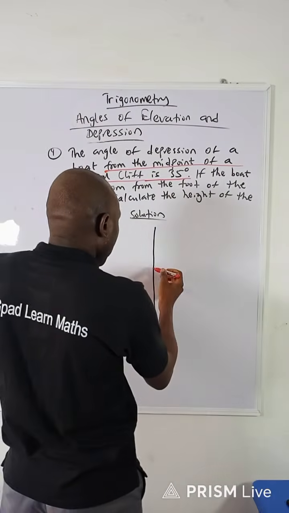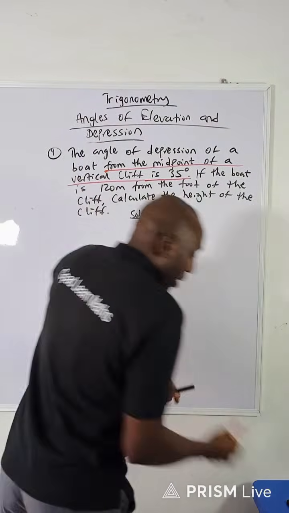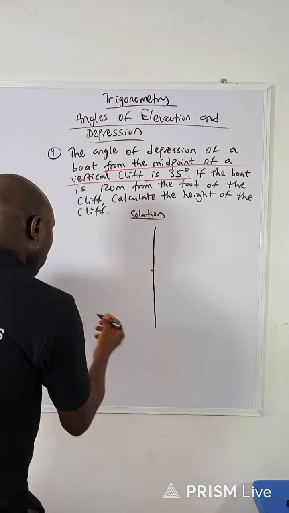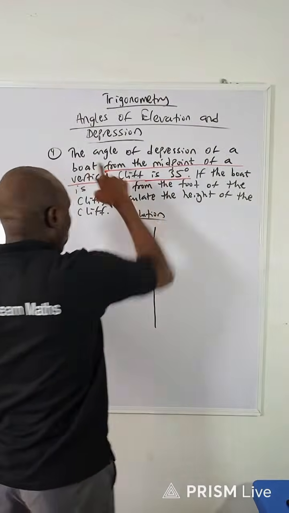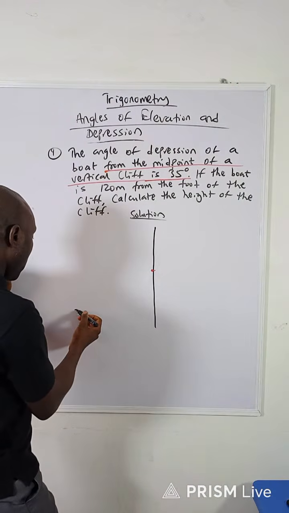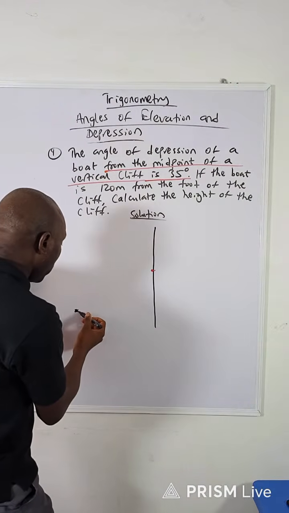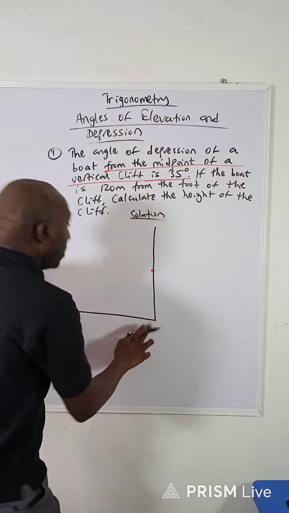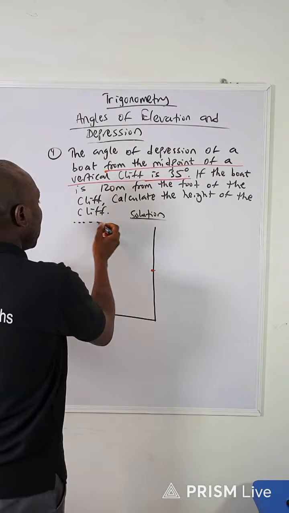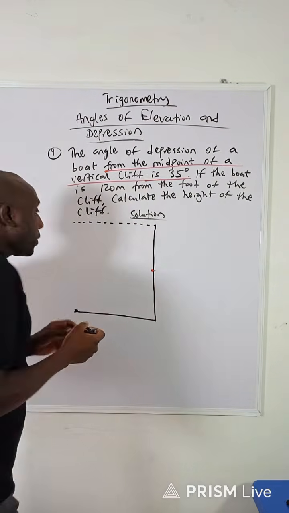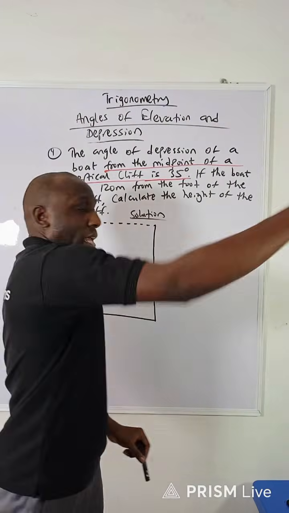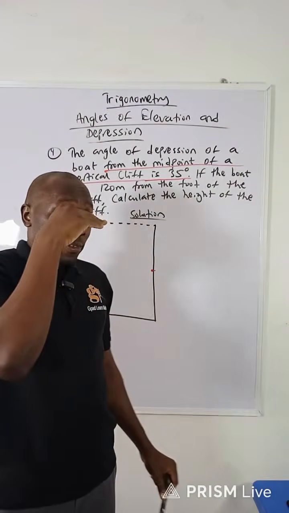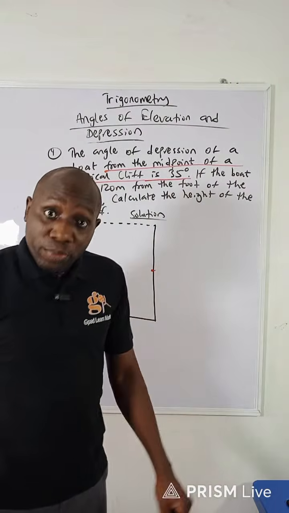Let's say this here is the midpoint. Let's go over it again. The angle of depression of a boat. So there's a boat here. This is the boat, and I'm going to draw the horizontal here. So they said the angle of depression, I told you the angle of depression is between the horizontal and the line of sight. The line of sight is going downward because they said depression.